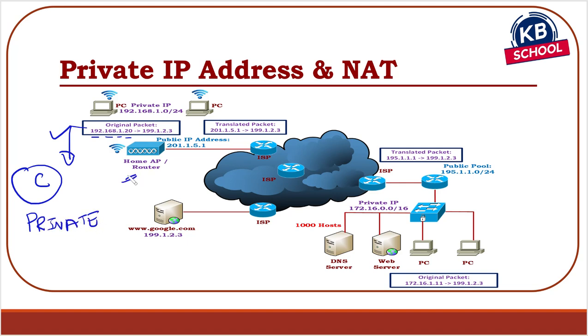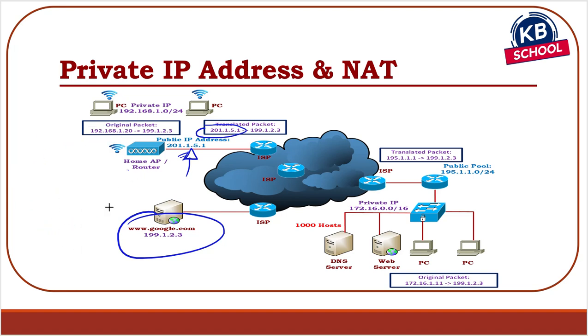When it tries to go out, the router has a public address assigned to it. It will take this address and translate it to the corresponding public address that has been assigned to him, which is 201.1.5.1. So when the destination gets a request, it does not get the request from 192.168.1.20. Instead, it gets the request from 201.1.5.1. That is on a home computer.